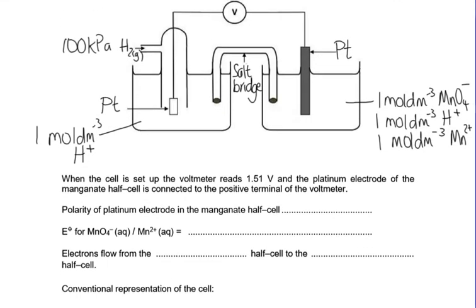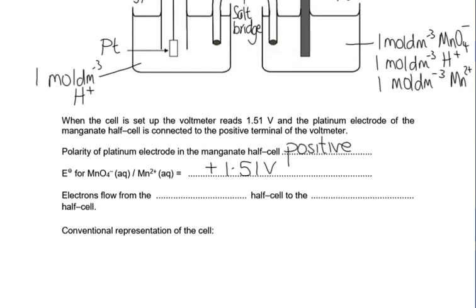When you set this up, again, you'll notice that the manganate half cell is the positive terminal. So it's positive compared to hydrogen, which, if it's reading 1.51 volts, means that is a plus 1.51 volts E0 value. And remember, electrons flow to the positive, so they're going to flow from our hydrogen half cell, the platinum on the left, to the manganate half cell on the right.